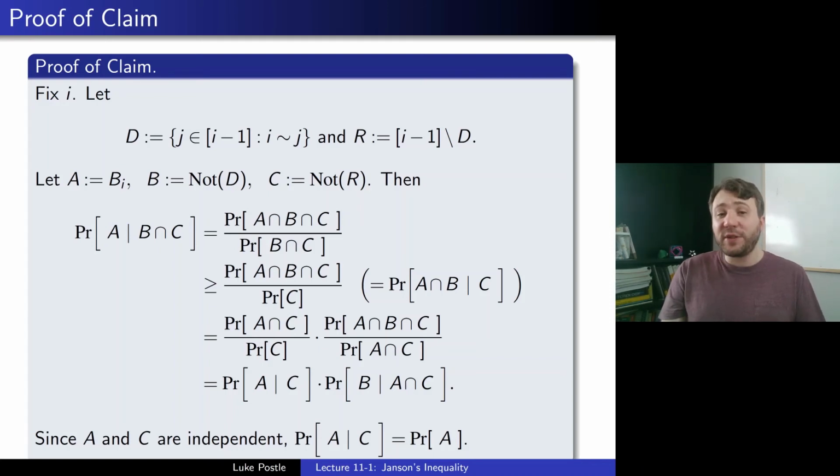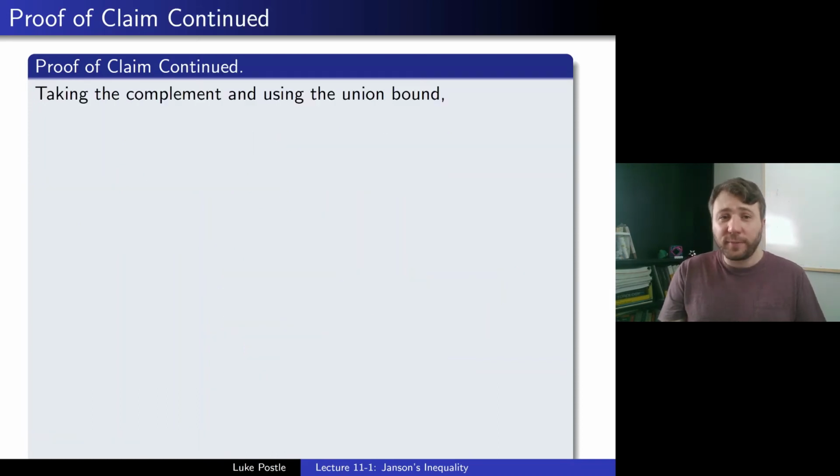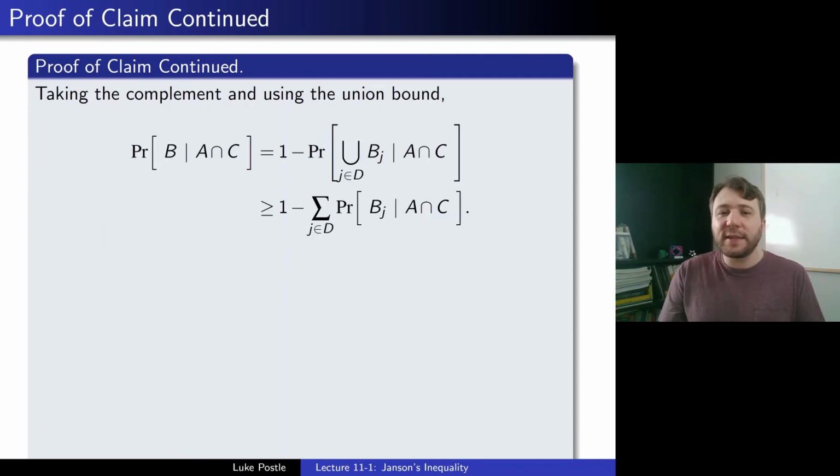The probability of B, which is not D, given A, which is BI, intersect C, which is not R. So now I do some manipulation. I'm going to take the complement and use the union bound. So how does this work? Well, the probability of B given A intersect C is 1 minus the probability of not B. But what is not B? Not B was not D, so not cancels. So the complement will end up being, do any of these BJ end up happening, right? So none of them at all happened. So the complement will be, does one of them happen?